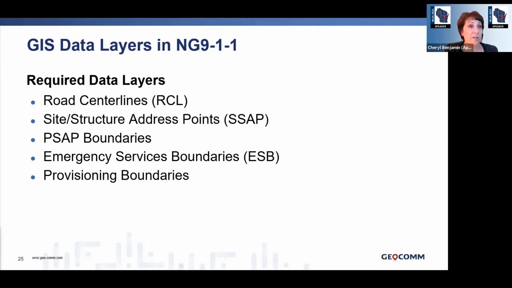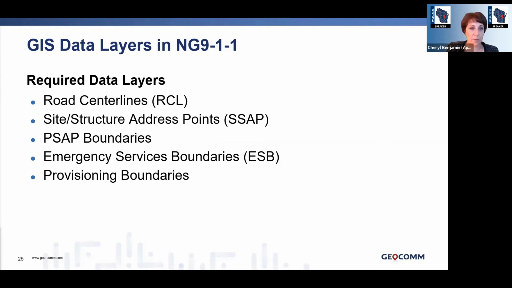So you have your road center lines, your site structure address points, your PSAP boundaries, emergency service boundaries, those are your police, fire, and EMS, and then provisioning boundaries. And I'll go into a little detail about them coming up.